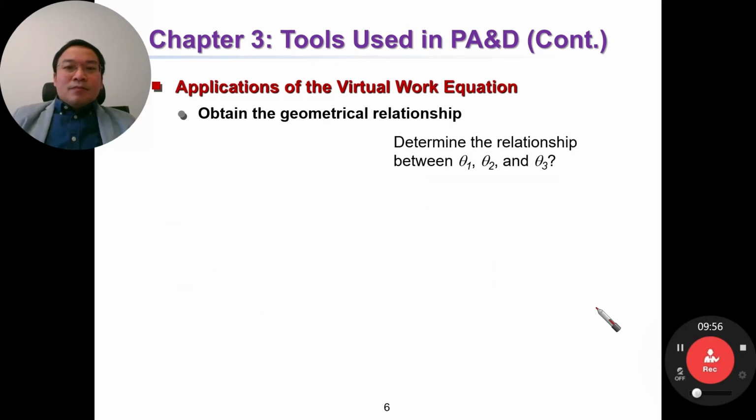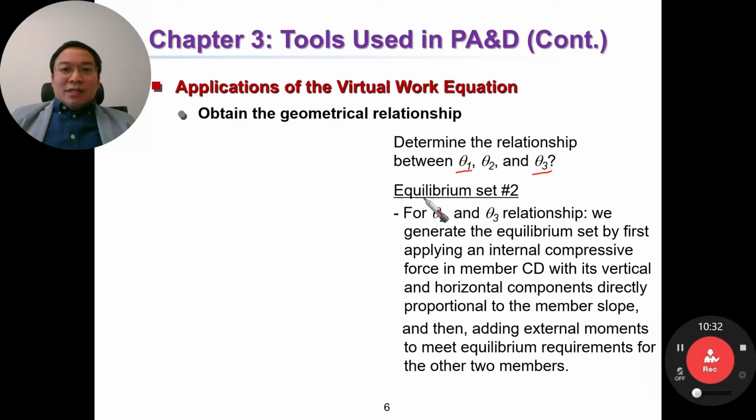Next is the relationship maybe between theta 2 and theta 3, or theta 1 and theta 3. So you can make a relationship between theta 1 and theta 3, and because you have the theta 1 and theta 2 relationship, then you can make its relationship. So now we try to make a relationship between theta 1, theta 2 and theta 3. Okay, theta 2 and theta 3.